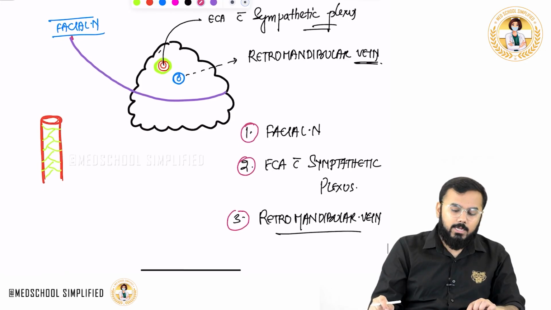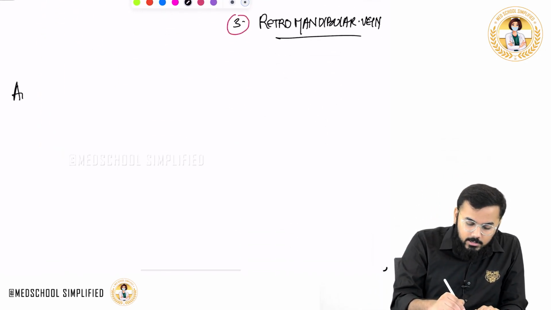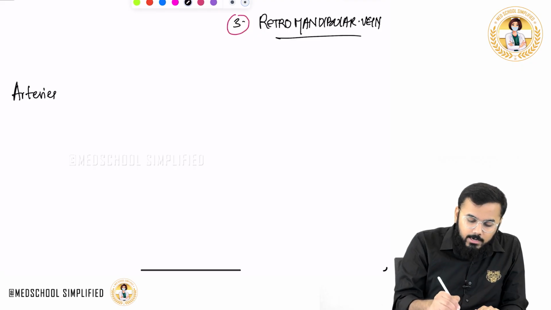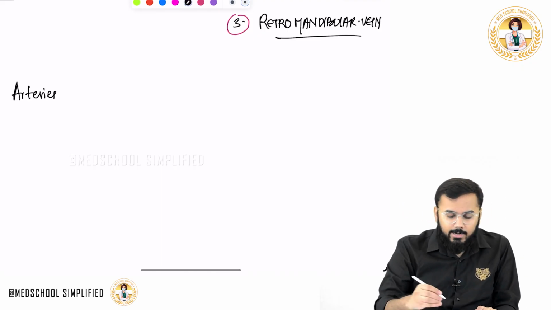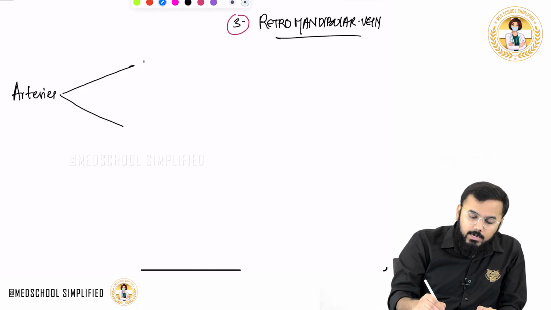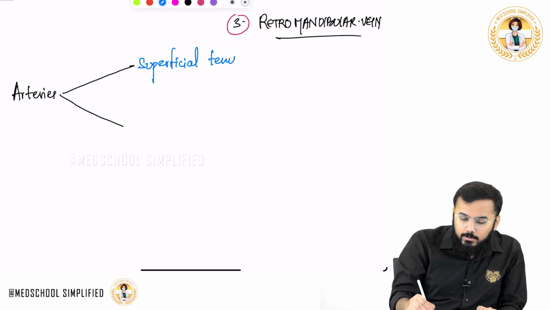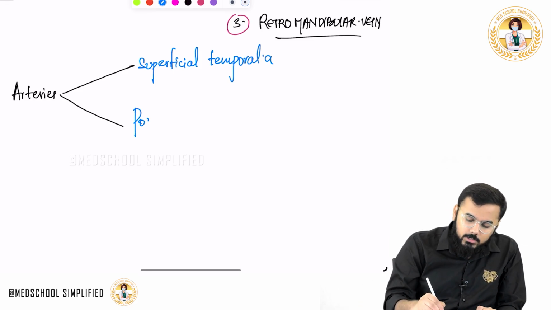Next important thing: what is the arterial supply? There should be some arteries supplying your parotid gland. There are two arteries. What are those two arteries? One is called the superficial temporal artery. Another one is called the posterior auricular artery.